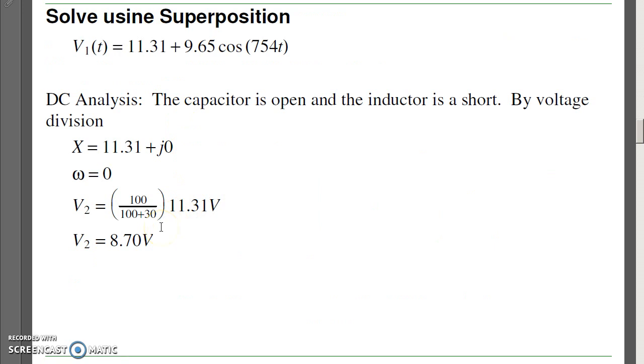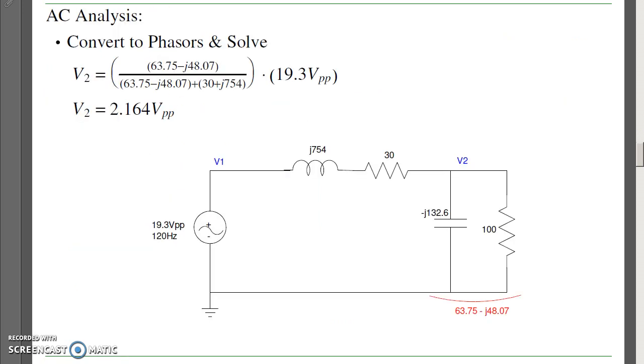And I get 8.70 volts. Now let's analyze the circuit at 120 Hz. For the AC part, at 120 Hz the inductor becomes j754 ohms, the capacitor, 1 over j omega C, becomes minus j132 ohms. The input is a 19.3 volt peak-to-peak sine wave. The output then, by voltage division, is what I'm measuring.